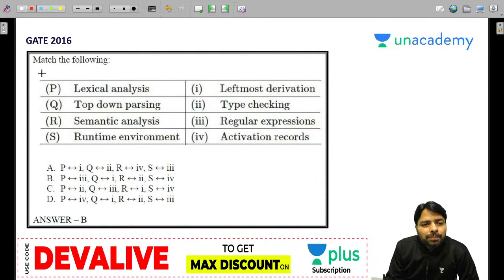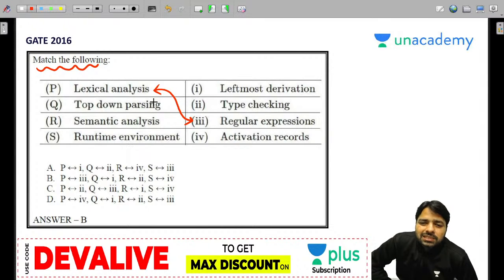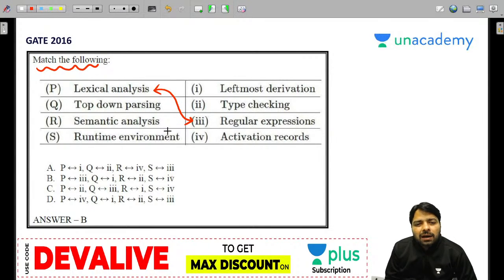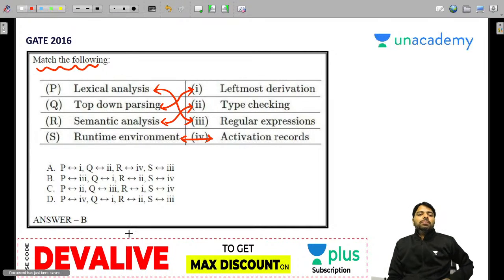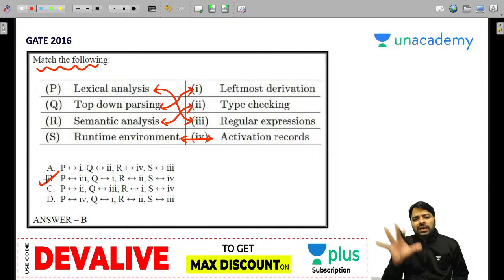Okay, match the following. You can tell these, it is matching, just lexical analysis, regular expressions. You can represent the tokens using regular expressions. Top down parsing follows leftmost derivation. Semantic analysis does type checking, and in the runtime environment you will create activation records, but you can just match it. I have kept it clearly. Okay, just go and match it. Very easy guys. Once these lines are done, the later work will be easy.